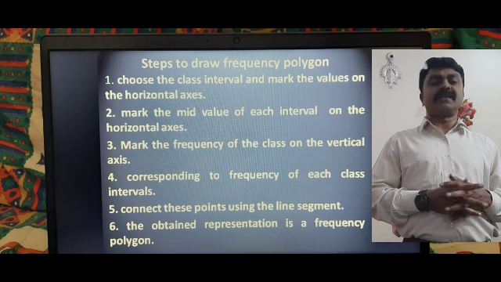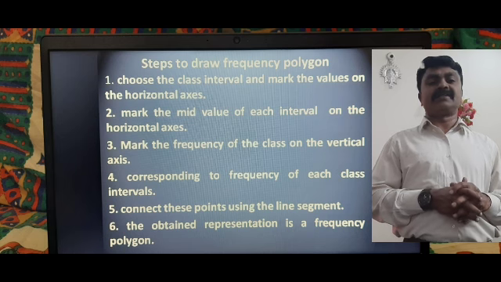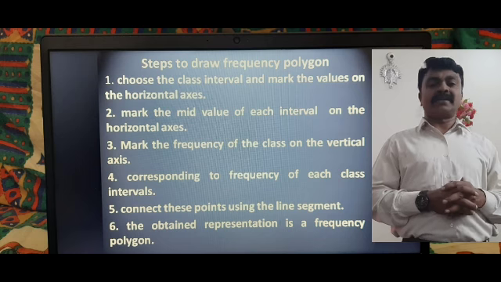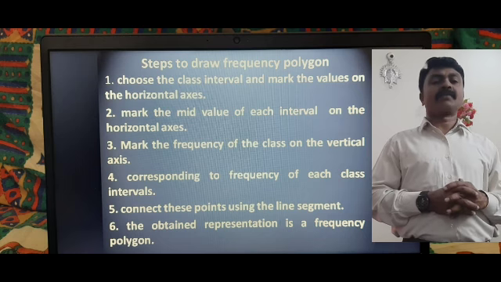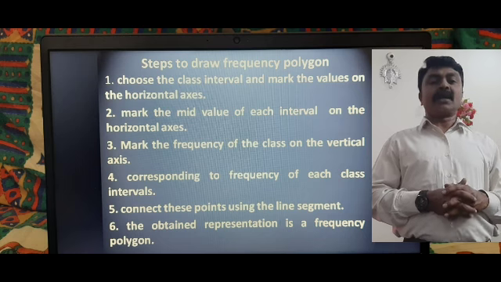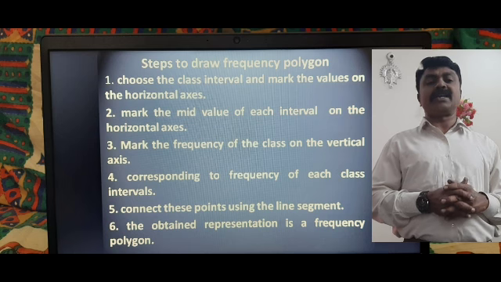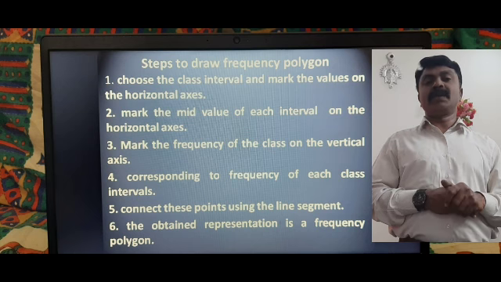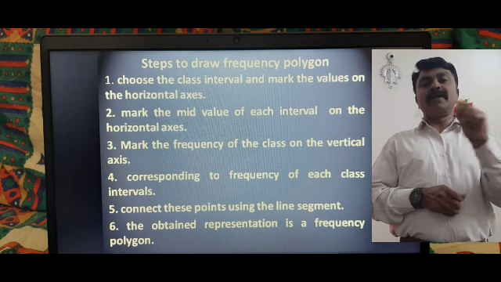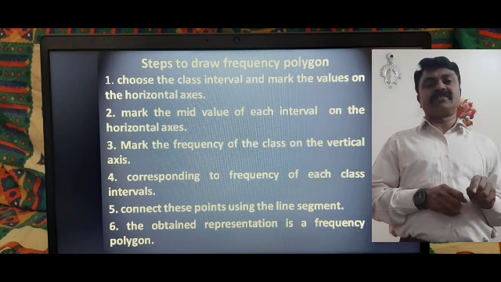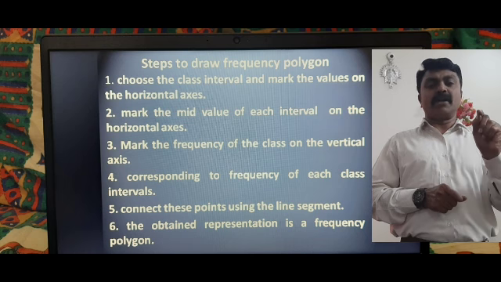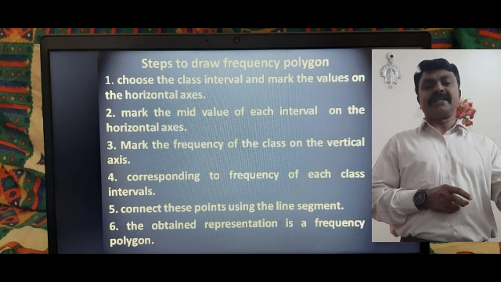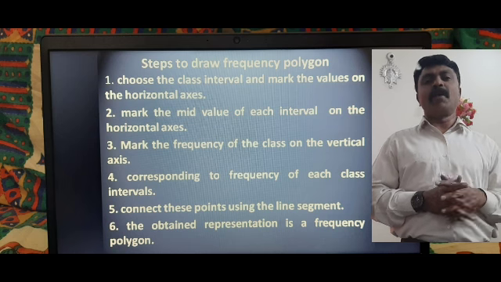The third step is to mark the frequency of each class interval on the vertical axis. The fourth step is to mark each corresponding frequency against its class interval, horizontally. You mark each corresponding frequency as well as class interval, and then you take the midpoint and mark it.